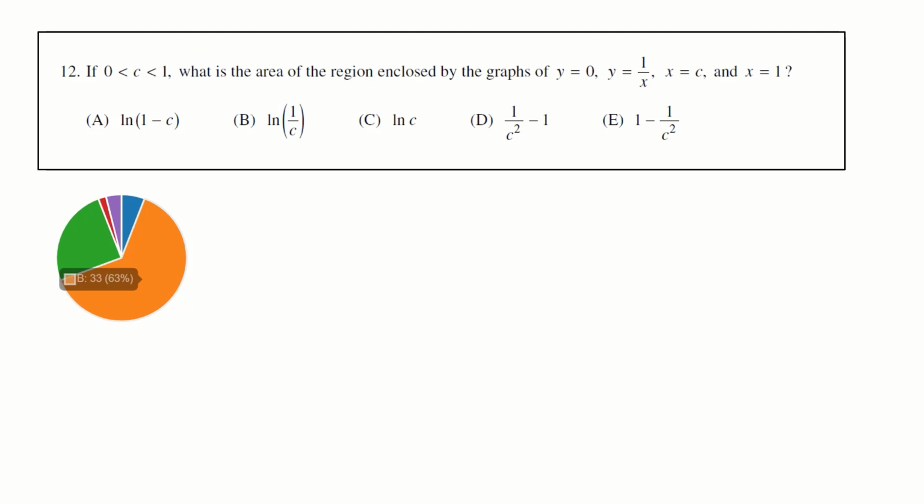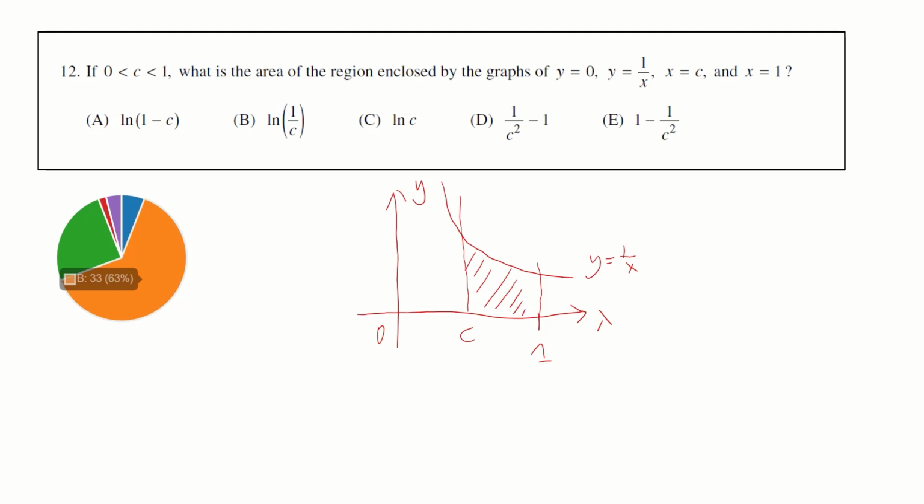by the graph here? So if you understand it, you look at the graph, it consists of y equals 0, y equals 1 over x, and x equals c, where c is in between 0 and 1. So x equals c, and x equals 1. So this is the graph. Now, if you understand that the limit of this area when c is very close to 1, then the area should be equal to 0.